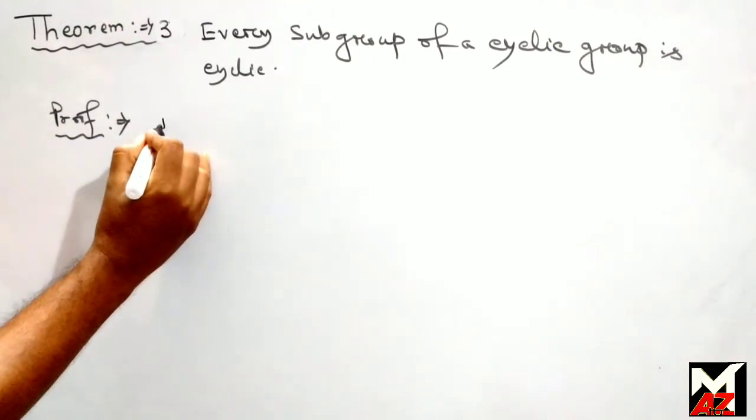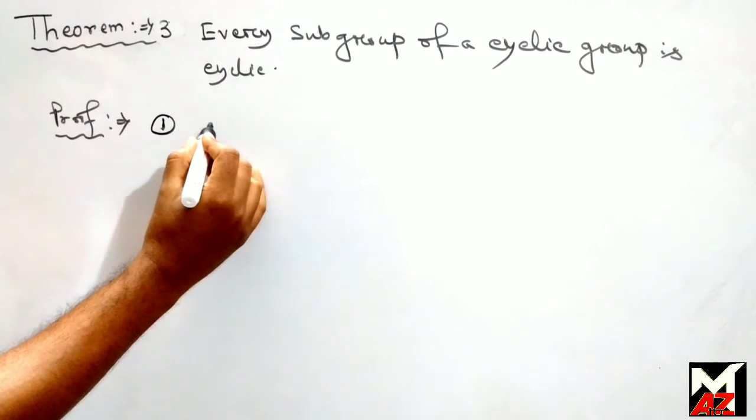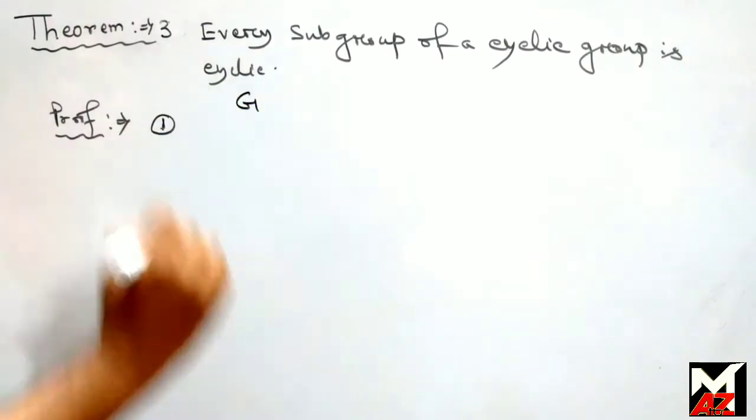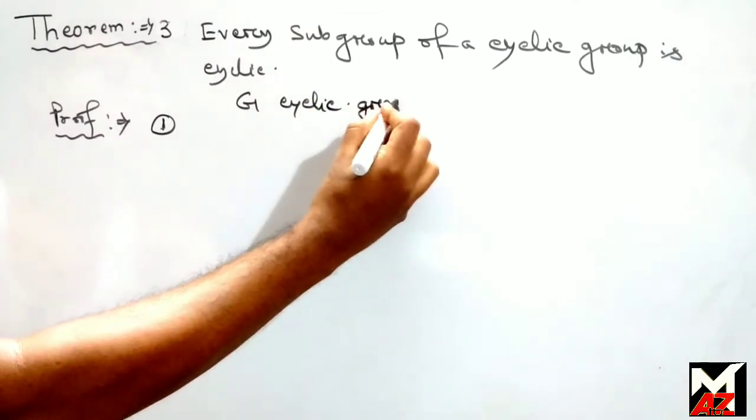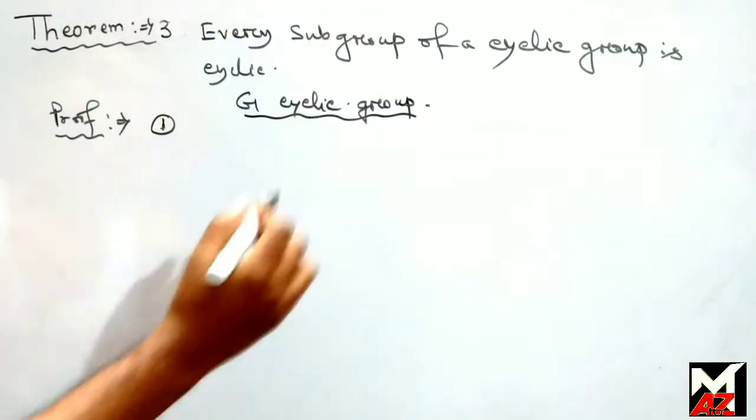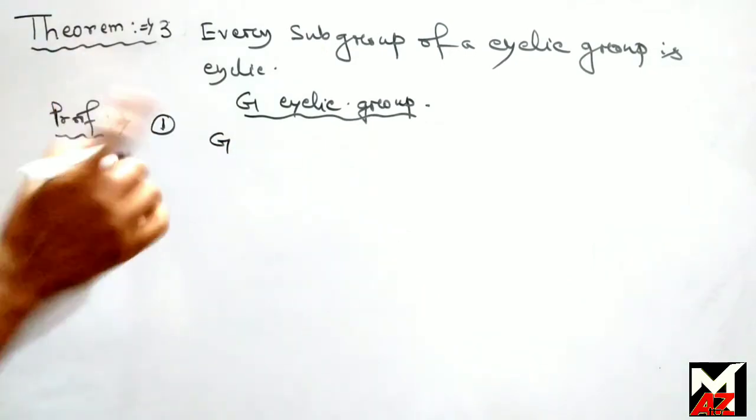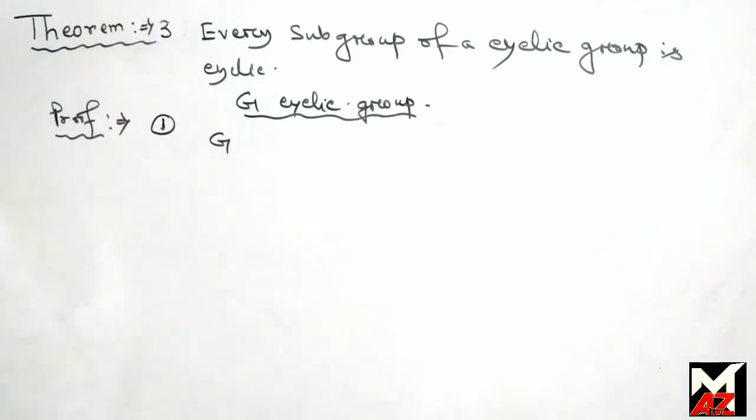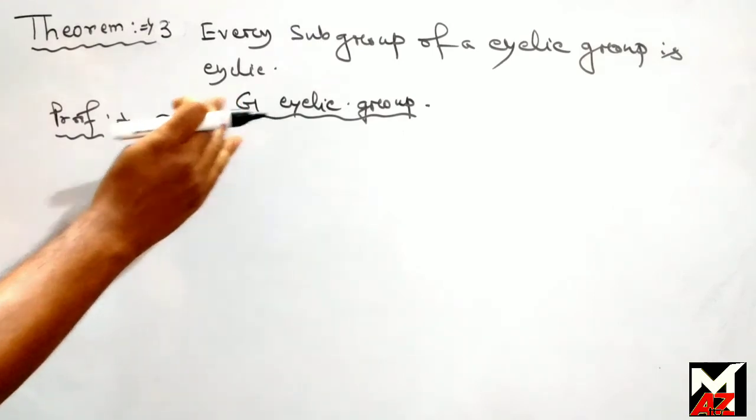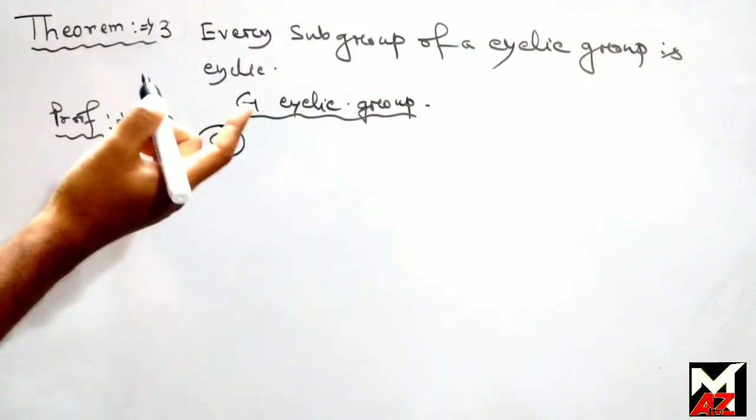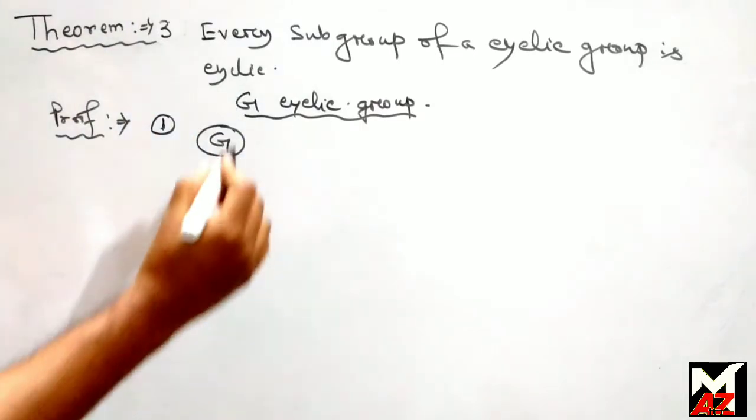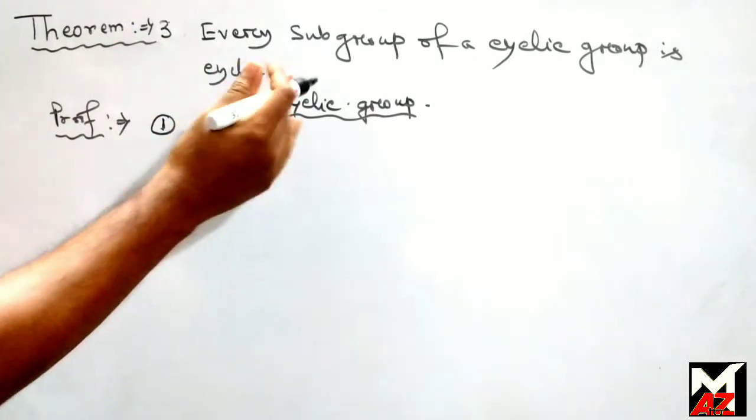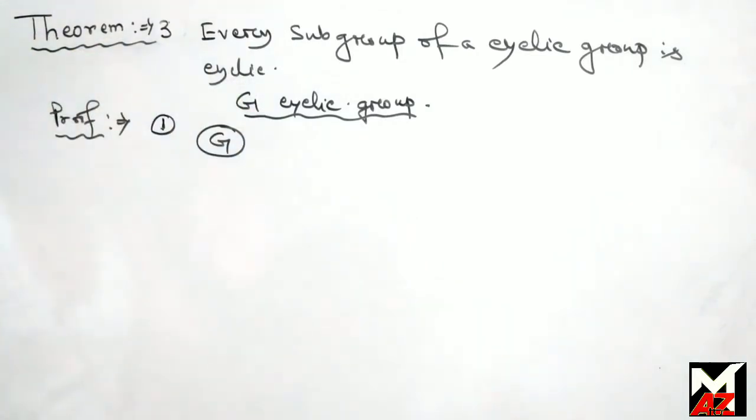The first case is, if we take G as a cyclic group, then we know that G is also a subgroup of G, and clearly this is a cyclic subgroup because this is the group itself. So the improper subgroup of a cyclic group is cyclic. This is the first case.